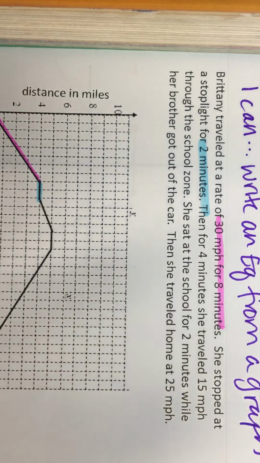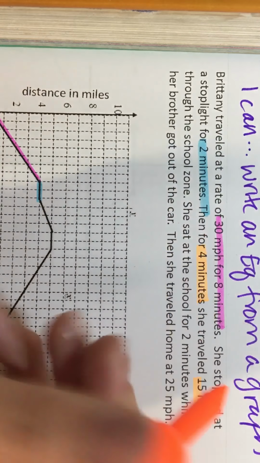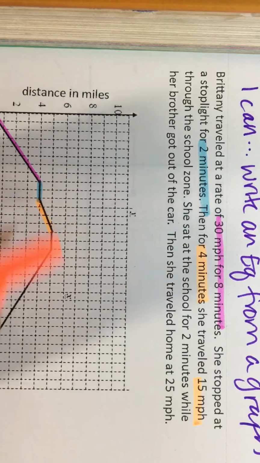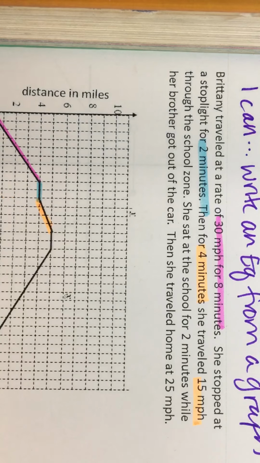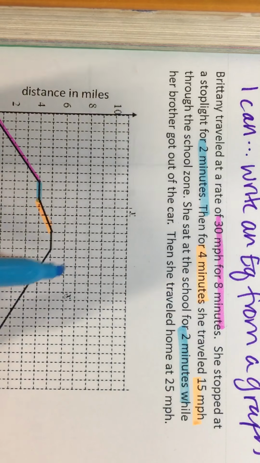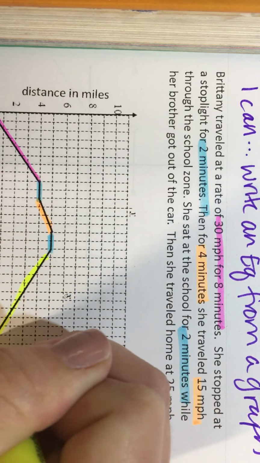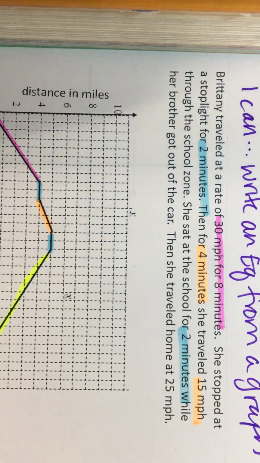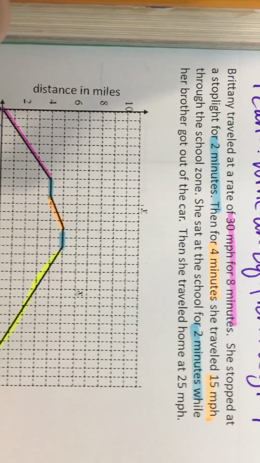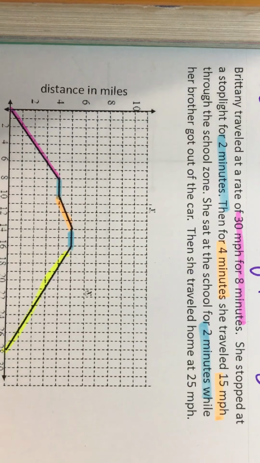Stopped. For 4 minutes, she traveled 15 miles per hour in the school zone. Then she sat for 2 minutes while her brother got out of the car. And then she finally went home and she traveled 25 miles per hour. So this is a piecewise function because it has a bunch of different pieces. And our goal here today is to be able to write an equation for a graph like this.